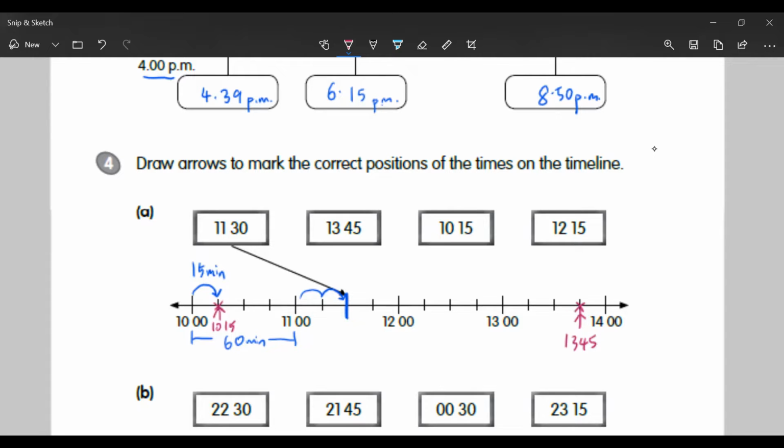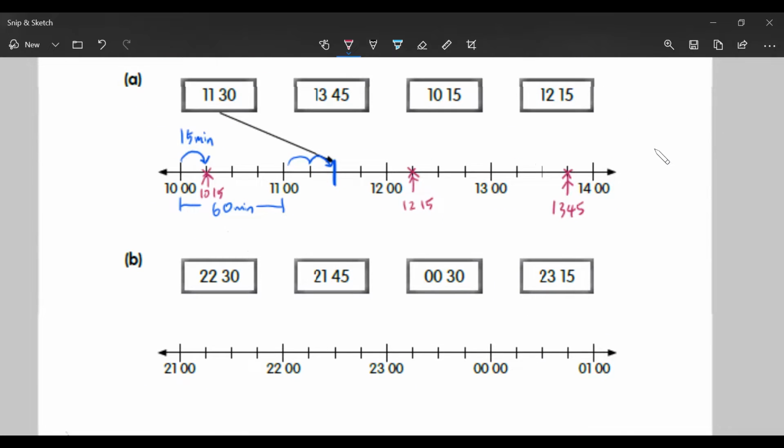Okay, then you have 12:15 here. Is this okay? You draw the straight line yourself with a ruler, please. This one, 0130 hours, here. Is that okay? So I can go.